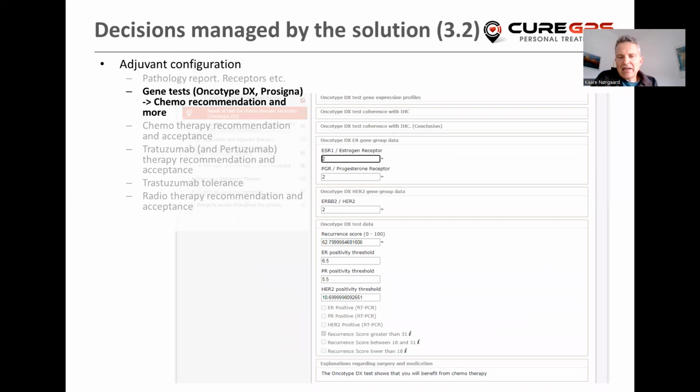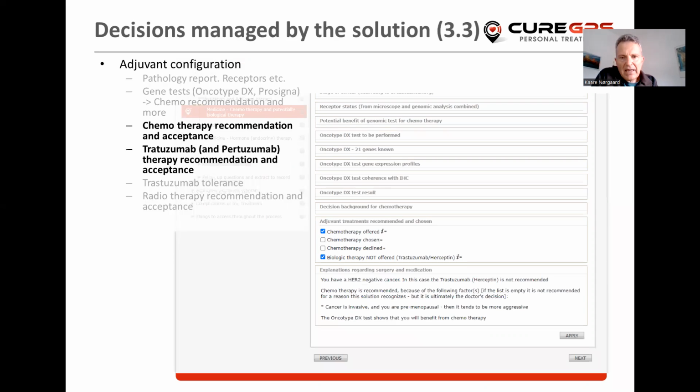Then it handles the gene tests if you are eligible to have it. It will have logic for Oncotype DX or Prosigna or PAM50, and in the future others. And that will establish whether chemotherapy comes into play. In this particular case, the recurrence score is such that chemotherapy is advised. Then if chemotherapy is advised and furthermore chosen, then it will do a further recommendation.